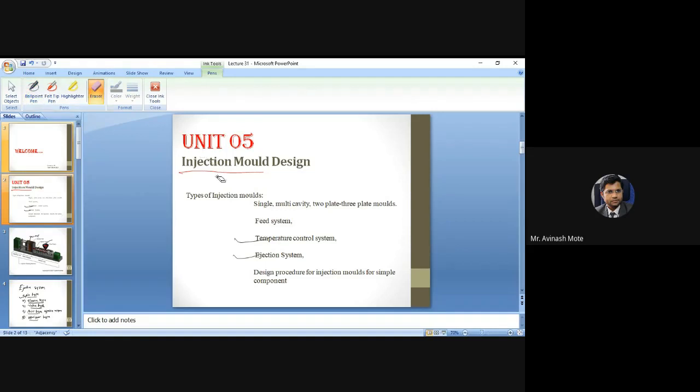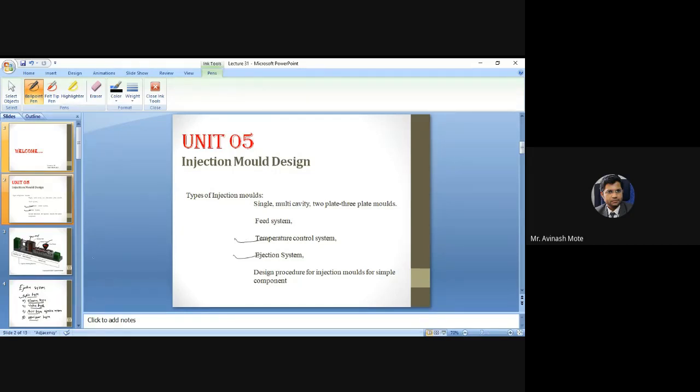yesterday we discussed a couple of points. Out of that, the first one was temperature control system, and the second one was injection system.